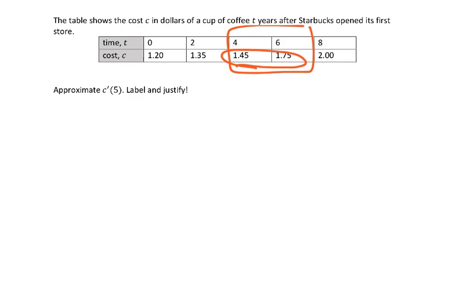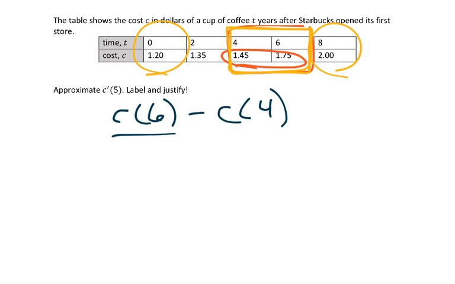So yes, we could look at values like 8 and 0, but that secant line is not going to be as close as it is unless we use these 2 points. So if I want to get as close as I can, I am going to find what the cost is at 6 years and what the cost is at 4 years. So what we're really looking at here is the change in cost over the change over time.